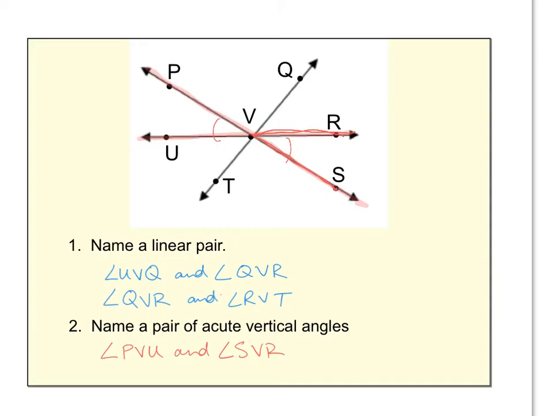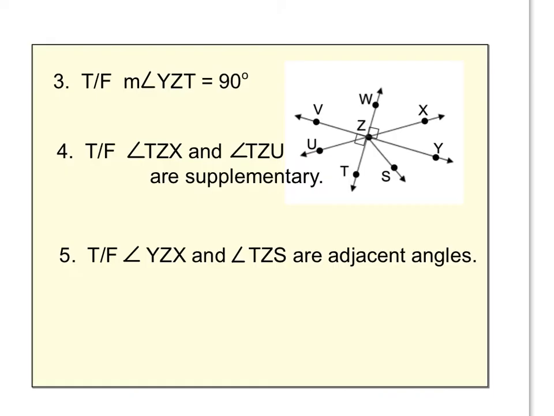Another pair that would probably work for acute vertical angles are these two green ones. So we could have also said angle UVT and angle QVR. Those look like they're acute to me, and they are definitely vertical angles. Please pause the video, try numbers 3, 4, and 5. These are all true and false.